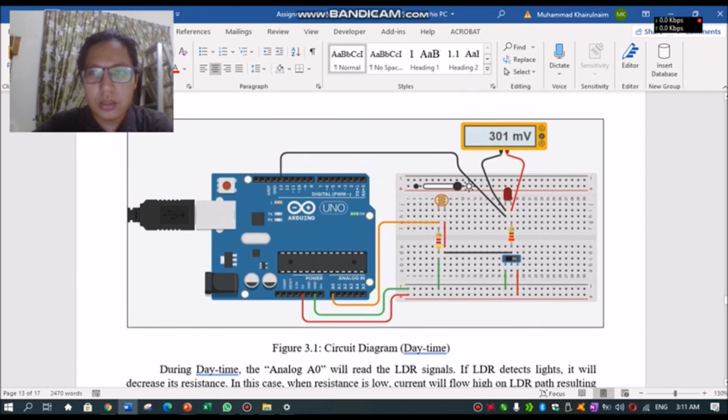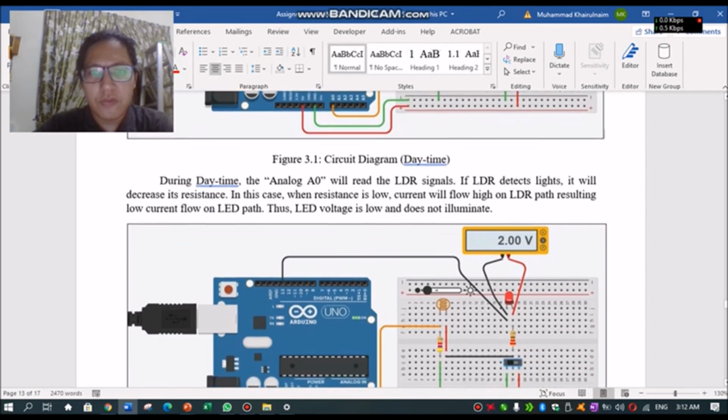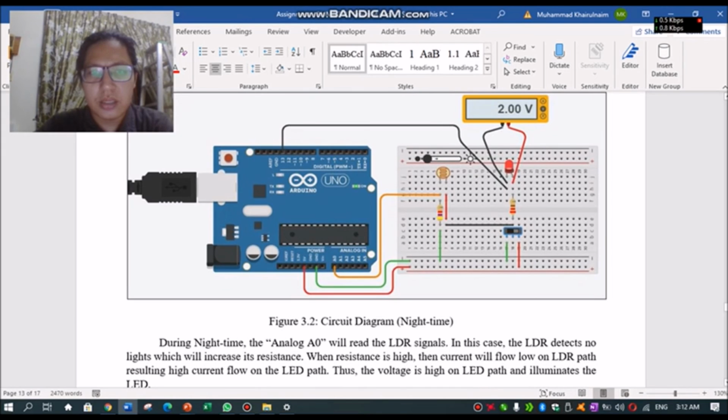We added the voltage meter here, and we can see the voltage reading is 301 millivolt. It's so low. For the second scenario, at night time, the analog A0 also will read the LDR signal.